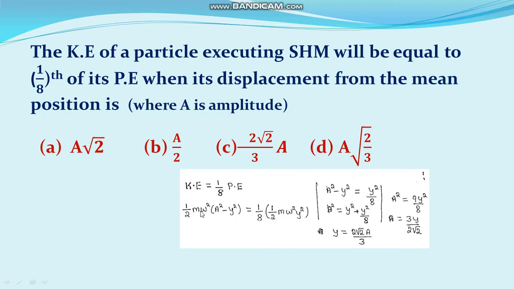Half m omega square, and here also half m omega square cancelled. This side only remains a square minus y square, and that side y square by 8. If you simplify this, a square is equal to 9y square by 8 and a is equal to 3y by 2 root 2, and we are getting y is equal to 2 root 2 a by 3. So our answer is C.